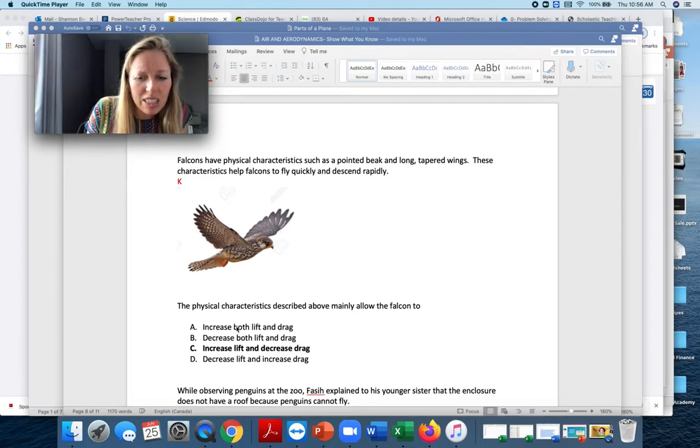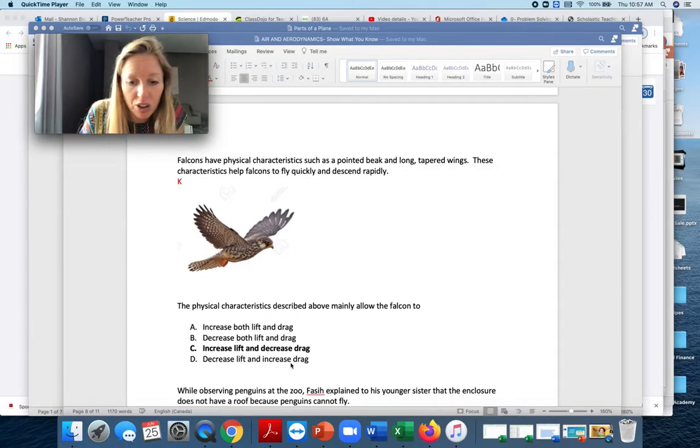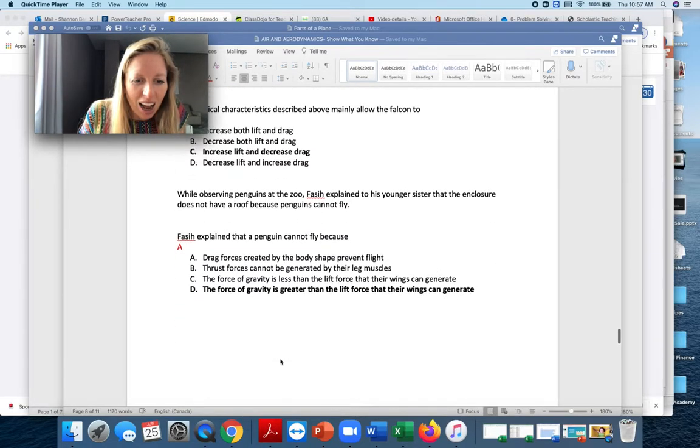So they would be decreasing drag, which makes them fast, right? Like if you look at all these things, even if they haven't said anything up here, the physical characteristics that allow the falcon to fly quick, would it increase lift and drag? Does that make any sense? No. Decrease both lift and drag? That also doesn't make any sense. Increase lift? Yep. Decrease drag? Yep. Decrease lift? Well, no, that's not going to help it fly. And then increase drag, that's going to be the worst thing. It's like you're making a bus here. Okay. All right. So that's that one.